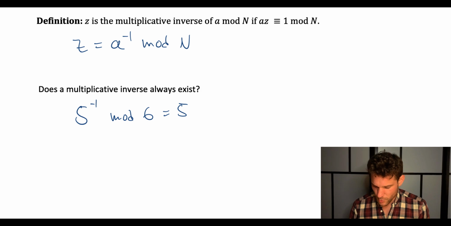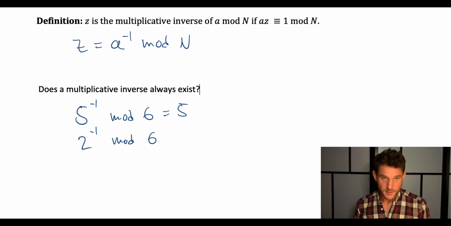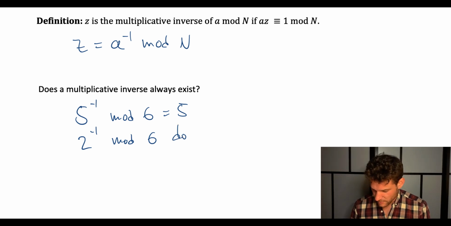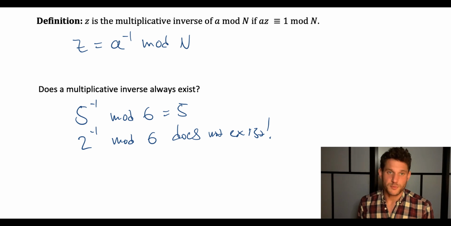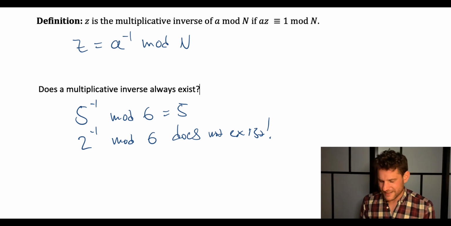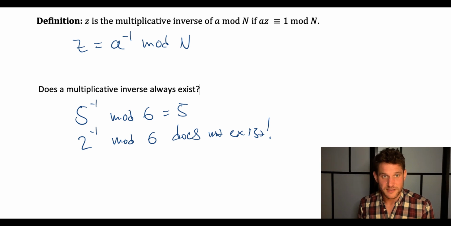But what about 2 inverse mod 6? It turns out that that does not exist. If you try to find a number that you can multiply times 2 mod 6, you'll never find anything that equals 1 mod 6. It's easy to see why this is true for mod 6, because anything you multiply 2 times is going to be an even number. But to get something that is 1 modulo 6, with a remainder of 1 upon dividing by 6, that number is going to have to be odd. So there's no way to find a number you can multiply by 2 to get something that is 1 modulo 6.